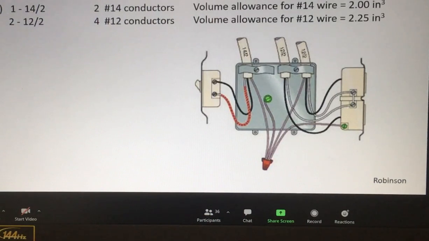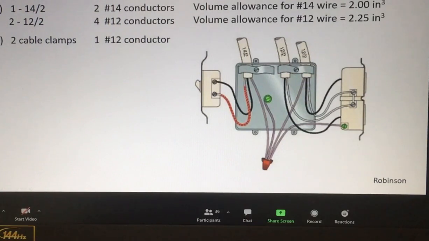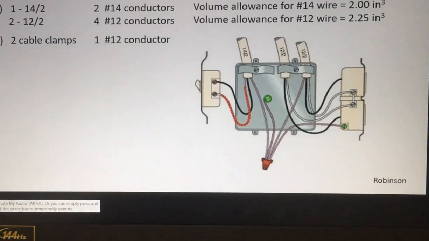For our wires, we have 14-2, so we have 2 conductors. We have 12-2 twice, so we have 4 conductors. Does everybody see that? Then we have 2 cable clamps, and they count as the largest conductor in the box. So that's one more number 12 conductor.